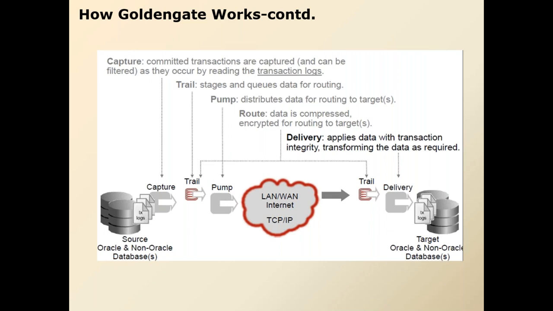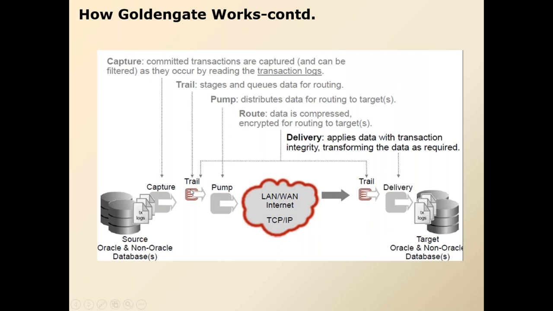We always say GoldenGate is a real-time replication tool. So how does GoldenGate ensure that it's a real-time data replication tool? The reason for it is it doesn't send the trail file over TCP/IP network. So you see the pump process, it is sending the data from the trail file.